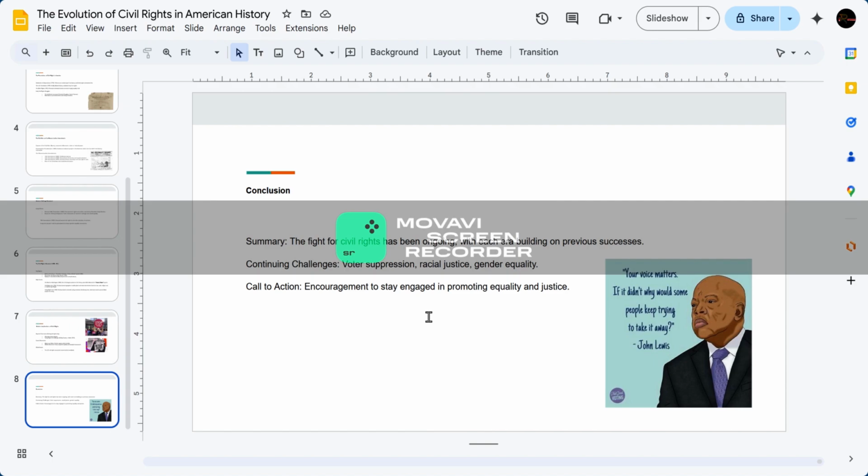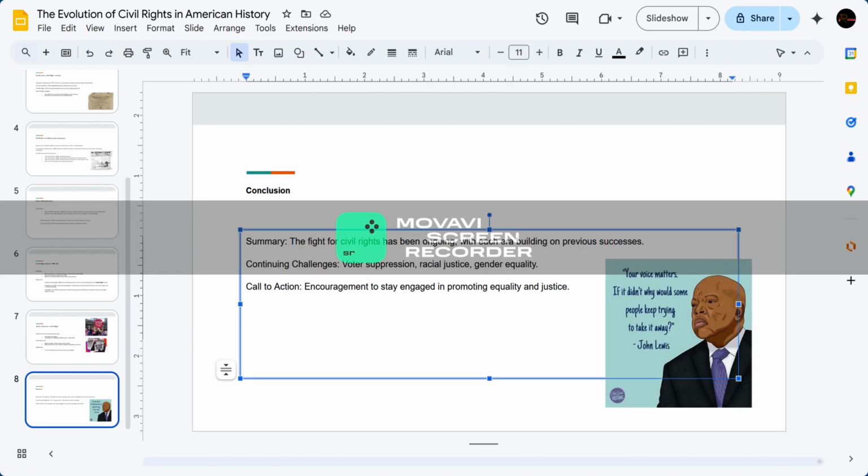evolution of civil rights in America. And thank you. How do I stop?